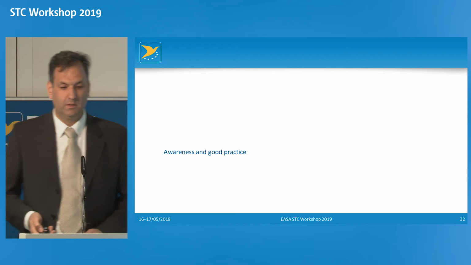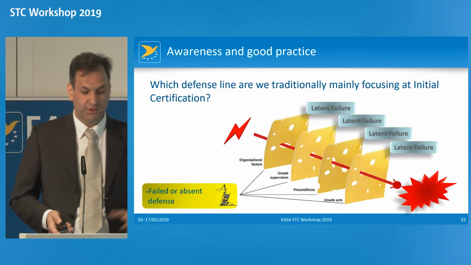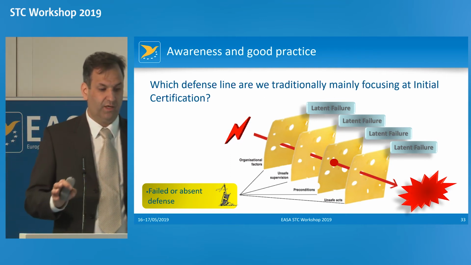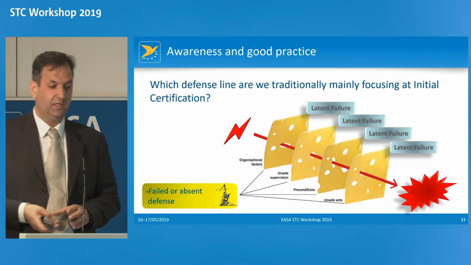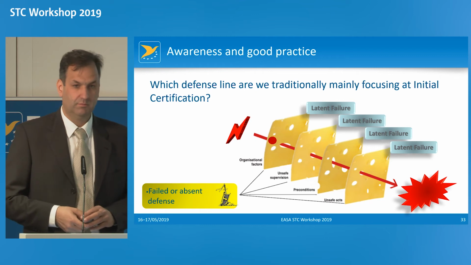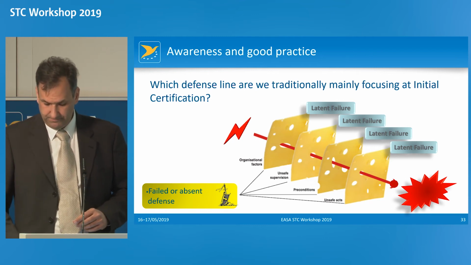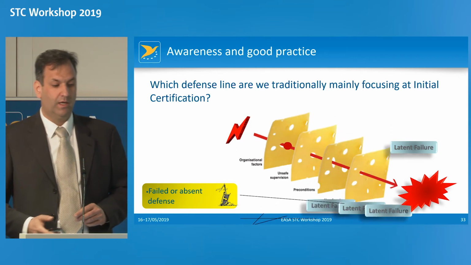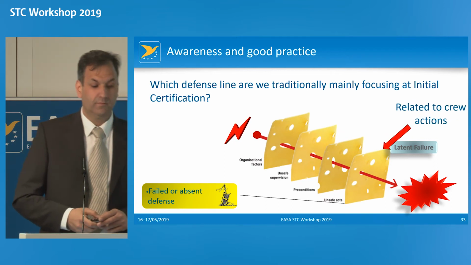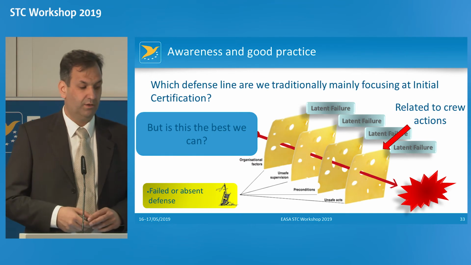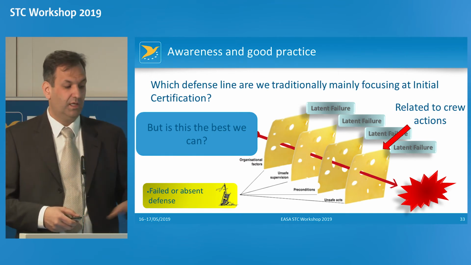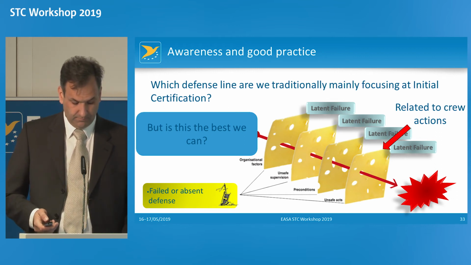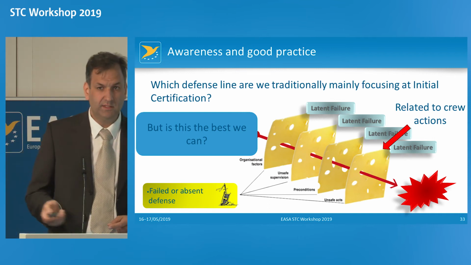So we are at the more or less last section. You remember the Swiss cheese model. My question is, on which of the defense lines are we traditionally focusing with initial certification? Short moment to think. All of them? Only one? Okay, I would say it's only related to crew actions during the operation. And we are focusing here on fail or absent defense probabilities. Is this the best we can do?